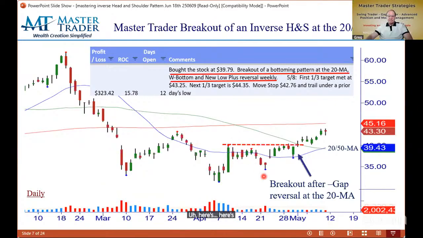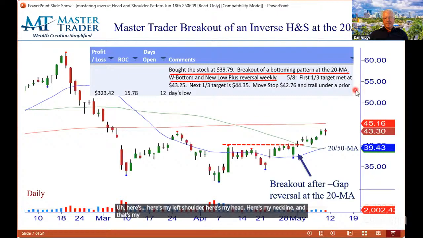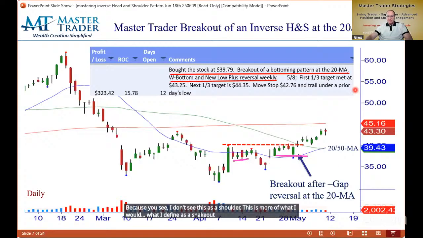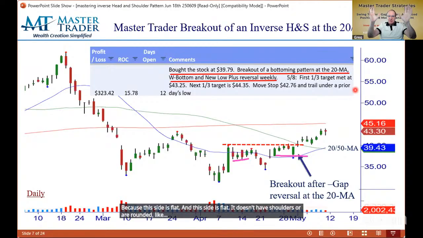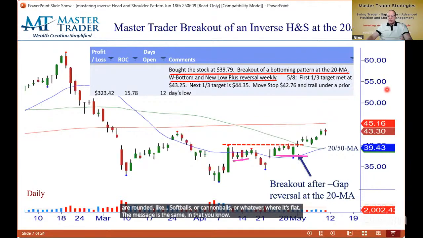Here's my left shoulder. Here's my head. Here's my neckline, and that's my anchor. Okay, well, all right. Sometimes we have this difference in names, but it comes to the same thing. But you see, I don't see this as a shoulder. This is more of what I define as a shakeout pattern, because this side is flat and this side is flat. It doesn't have rounded shoulders like softballs or cannonballs or whatever. Yeah, flat. The message is the same in that it went sideways, it broke down, and it went up again.